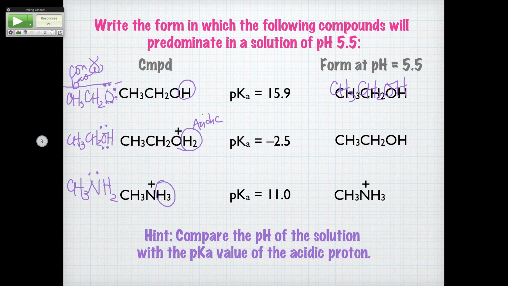Did you notice that for this one the pKa was 15, and that when we protonated it, the pKa jumped down to minus 2.5? Do you notice that, without even memorizing the numbers? So if you had this one, the pKa of that is probably going to be more than 11. Remember, all the numbers are relative. Okay, now you get to do it.